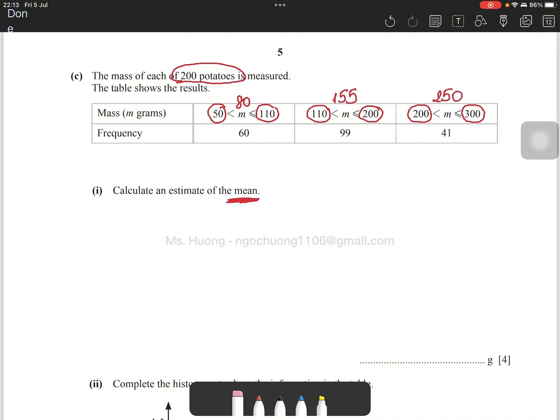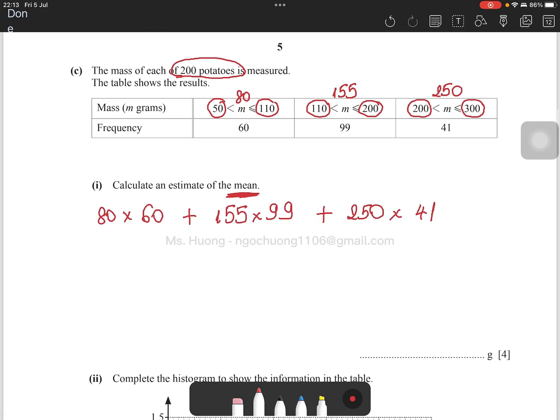Now we multiply the middle value by the corresponding frequency. 80 times 60. We multiply 155 by 99 and then 250 by 41. Then we add up these products together and we divide it by the total frequency, which is 200 potatoes. And the answer is 151.975 grams.